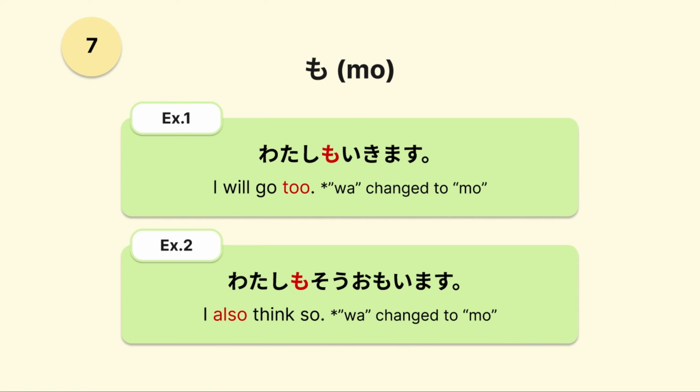Example 2. 私もそう思います。I also think so. We can also say 私はそう思います as I think so. But は is changed to も as I also think so.